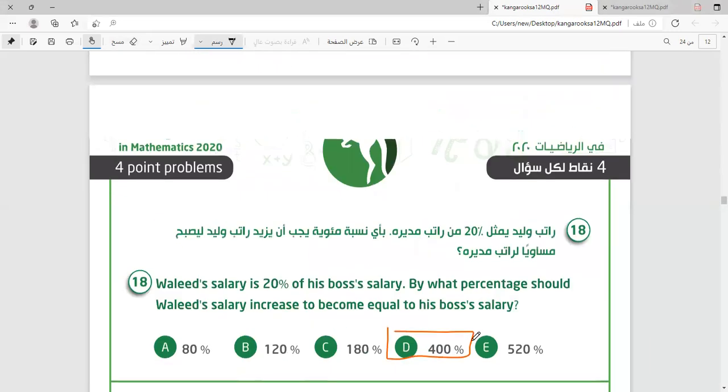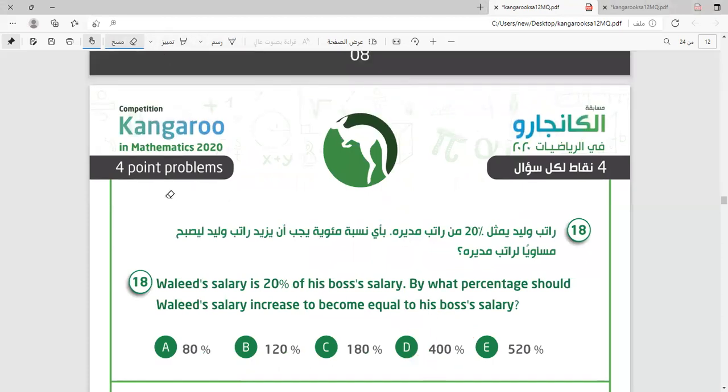So let's get to the next question, which is 18. Here, Walid's salary is 20% of his boss's salary. By what percentage should Walid's salary increase to become equal to his boss's salary? So this is easy. Here, Walid's salary, as it says, is 20% of his boss's salary.